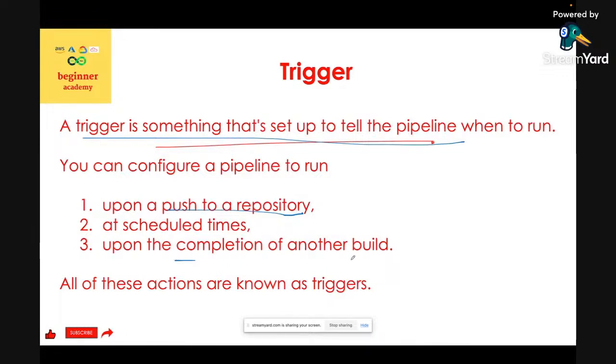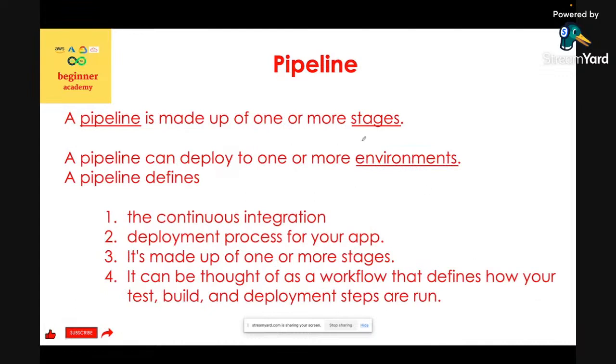Or if we have a dependency of one build on another, one pipeline on another pipeline, once the first pipeline has been built, our pipeline has to be triggered. If there is any dependency, you can also configure it using triggers.